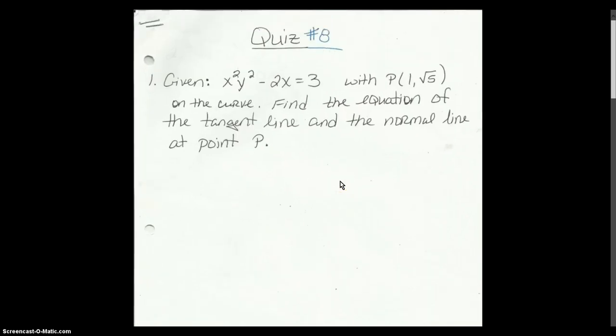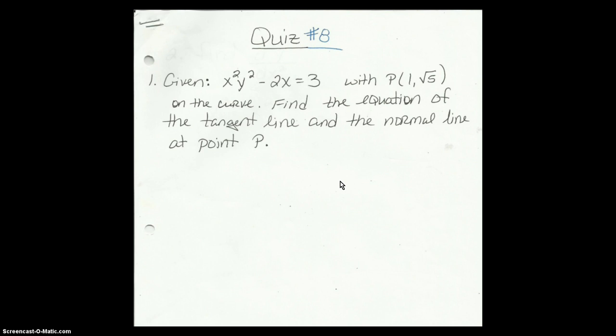Okay, you are given x squared y squared minus 2x equals 3, with point P at (1, square root of 5) on the curve. Find the equation of the tangent line and the normal line at point P. Alright, so I'm going to give you a couple of seconds to go ahead and just write that down. Again, this is just 2 questions. It's a very simple quiz.